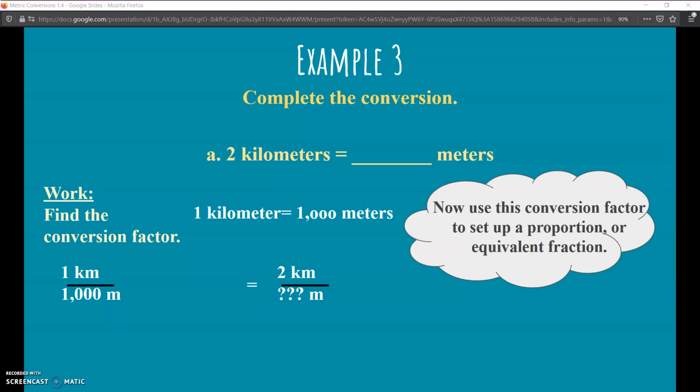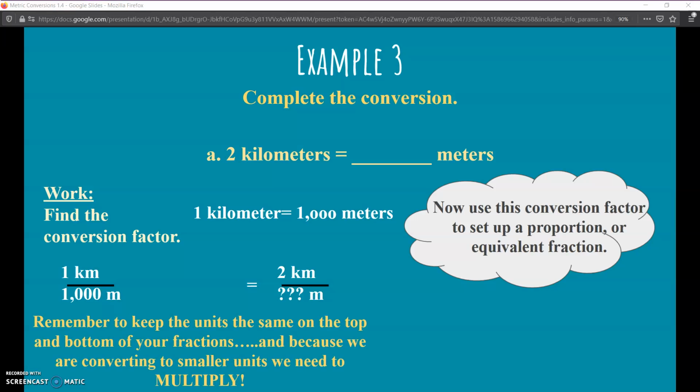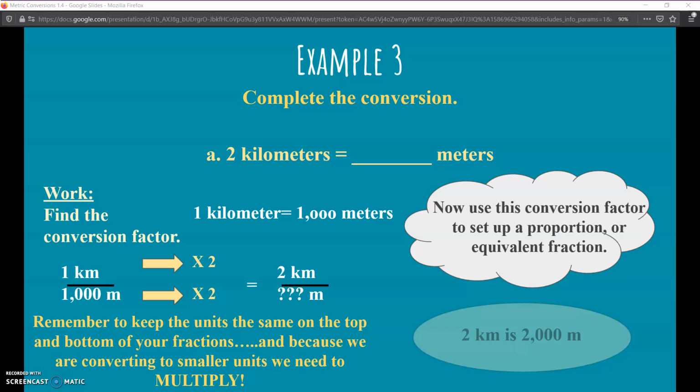Well, how do we go from 1 to 2? Remember to keep the units the same on the top and the bottom of your fractions because we are converting to similar units and we need to multiply. Because we're converting to smaller units, we need to multiply. We're going from kilometers to meters, so we're going to have more meters than we had kilometers. We're going to need to multiply by 2. We'll multiply 1 kilometer by 2 to get 2 kilometers. So we multiply 1,000 meters by 2 to get 2,000 meters in 2 kilometers.